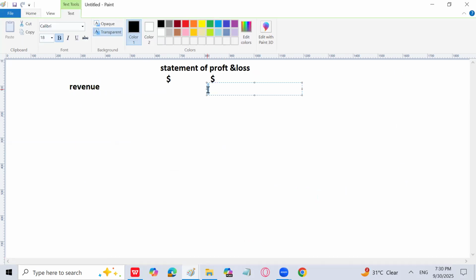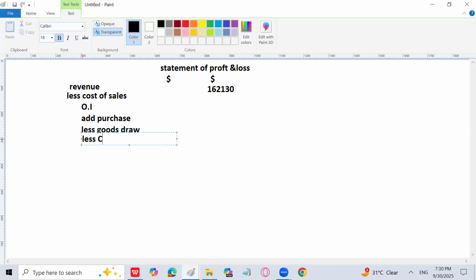So I will write here 162130. Then I will subtract sales return, but there is no sales return, so I will subtract the cost of sales. In that, I'm going to write the opening inventory, then add purchases, less purchase return, add carriage inward, which is not given. Then I have to subtract goods drawing. That is the important point. And then I'm going to subtract the closing inventory in order to solve the question.